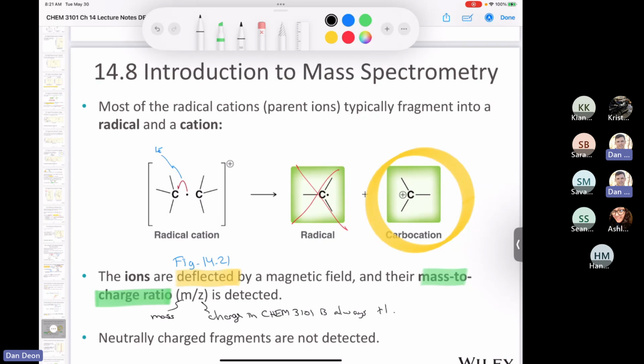So we get ions, they're deflected by a magnetic field. The lighter they are, the more they're deflected, the heavier they are, the less they're deflected, and that gives us a spectrum. Then they're plotted according to their mass to charge. Everything that we're going to see is going to have a charge of +1. Thank you very much. Let's move on from there.